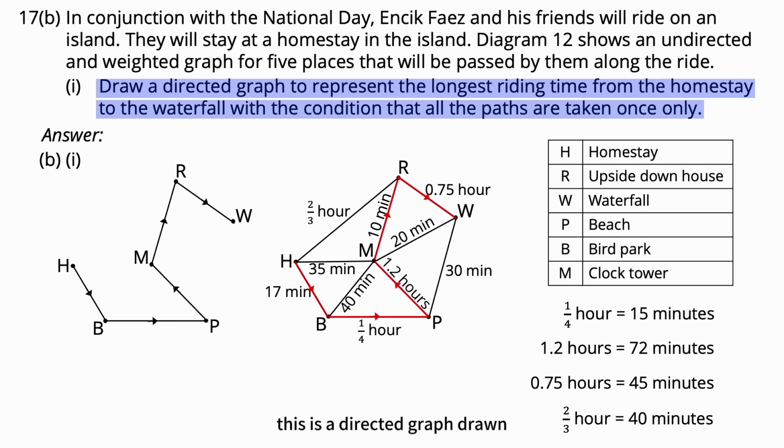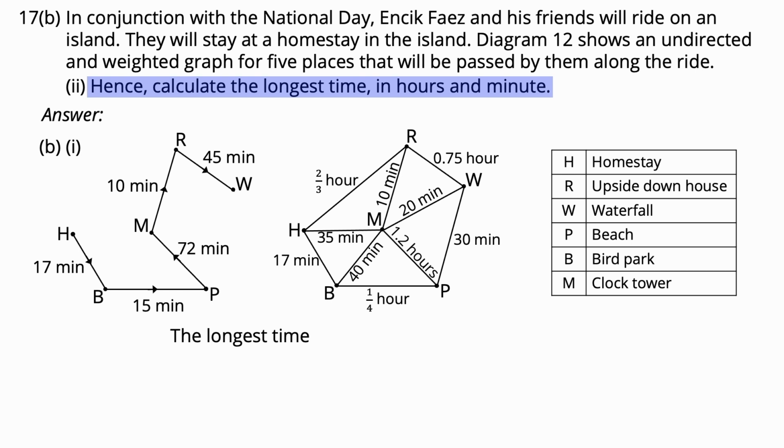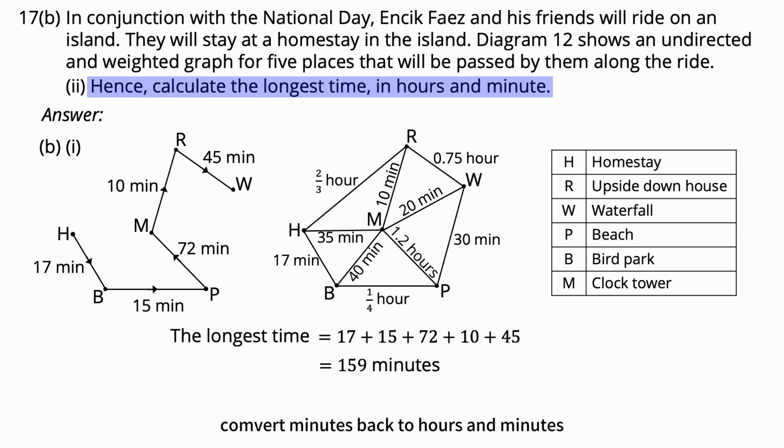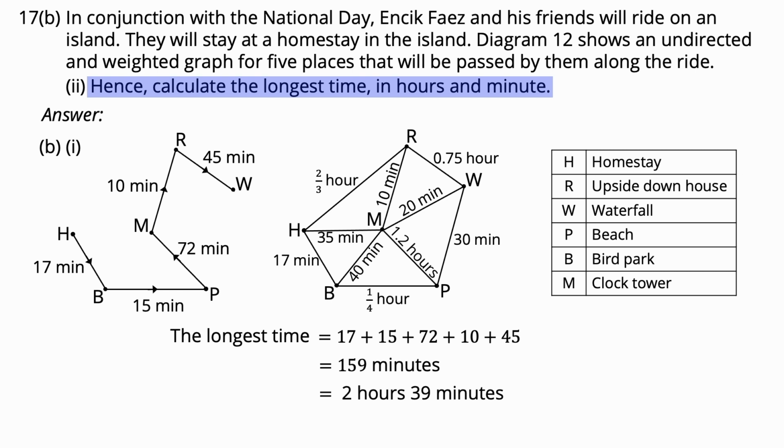This is a directed graph drawn to represent the longest riding time from the homestay to the waterfall with the condition that all the paths are taken once only. Hence, calculate the longest time in hours and minutes. Add all these times together. 17 plus 15 plus 72 plus 10 plus 45 is equal to 159 minutes. Convert minutes back to hours and minutes. 159 minutes equals 2 hours and 39 minutes. Therefore, the longest time it takes to ride from the homestay to the waterfall, covering each path only once, is 2 hours and 39 minutes.